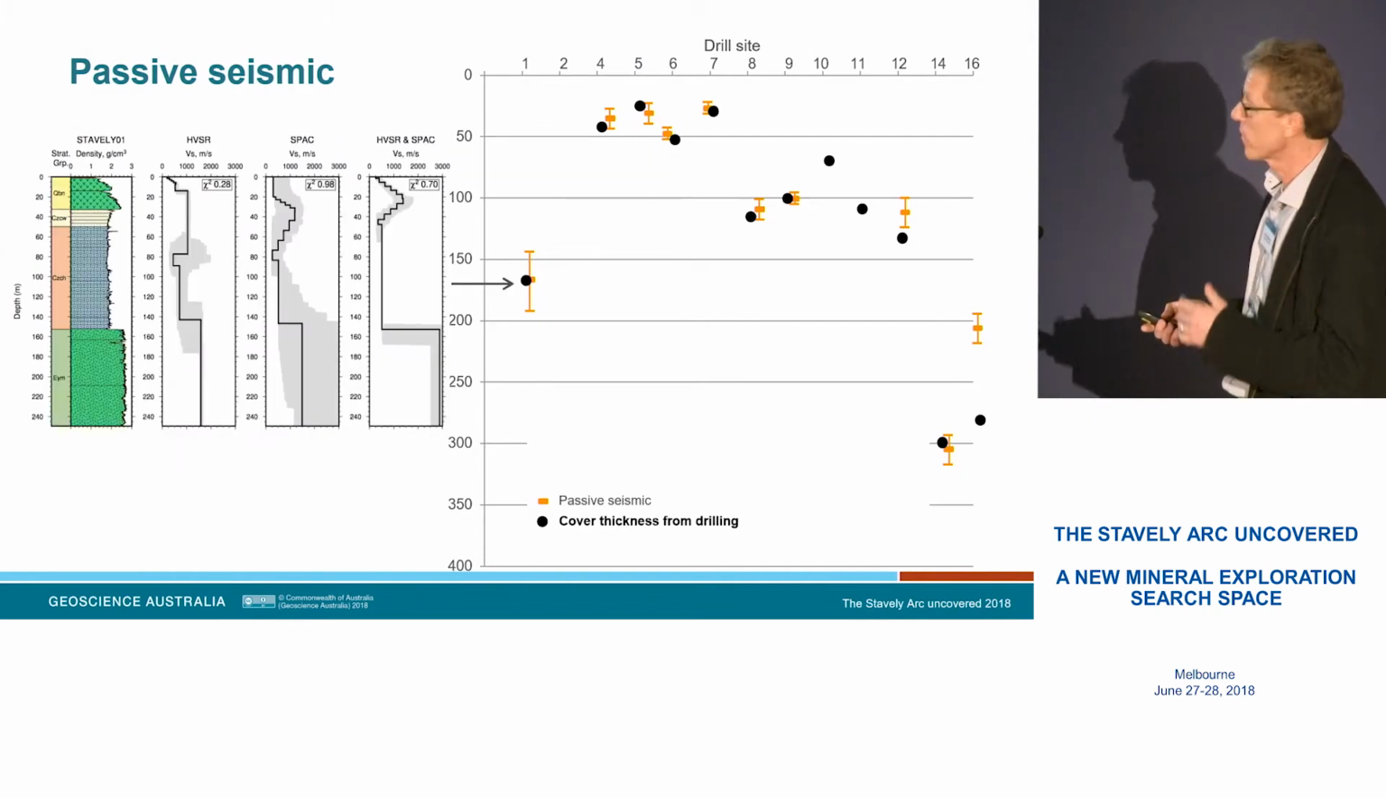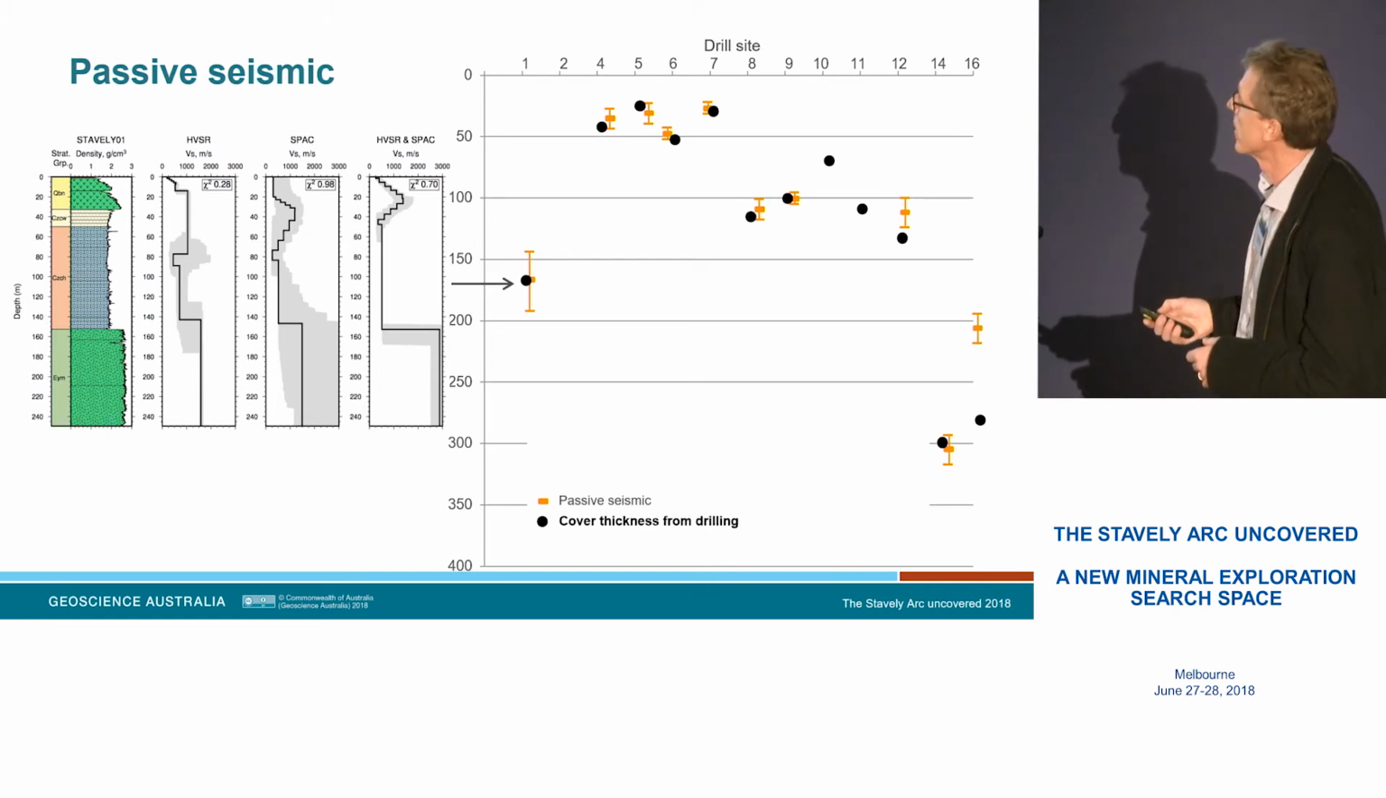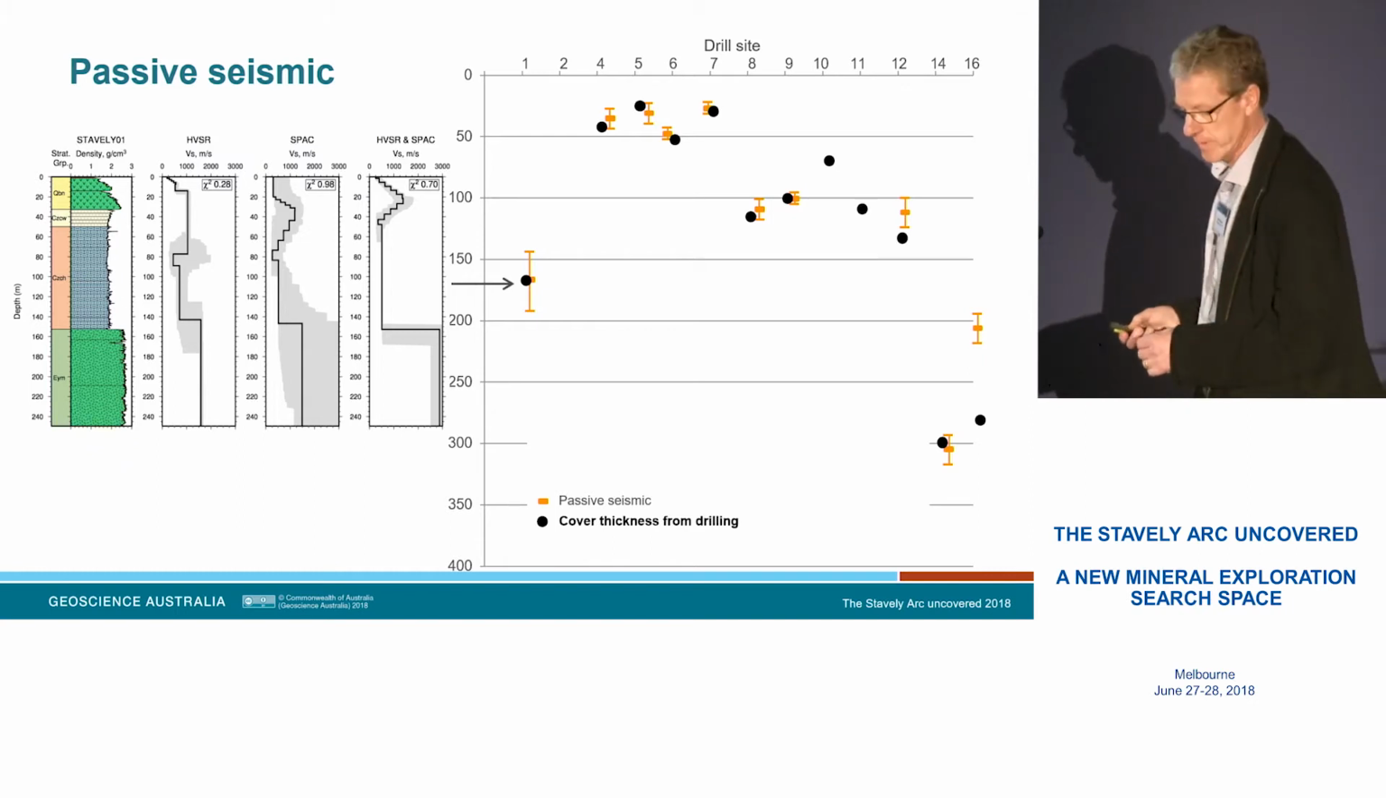Now, where this method really excelled was where you had this problematic site with the high velocity newer volcanics over the top of the Otway, over the top of the basement, and it just nailed the result. It was fantastic. Uncertainty's a bit bigger, but hey, that's pretty good.